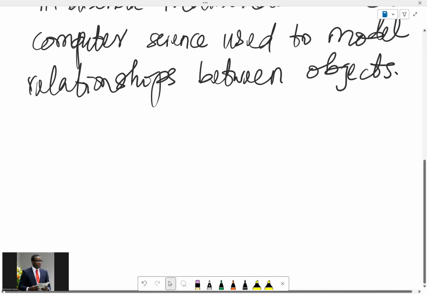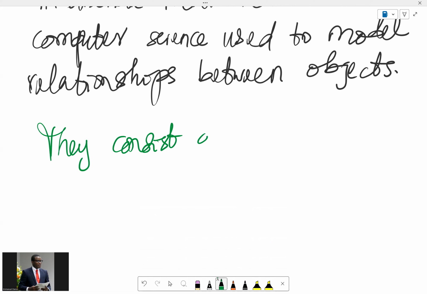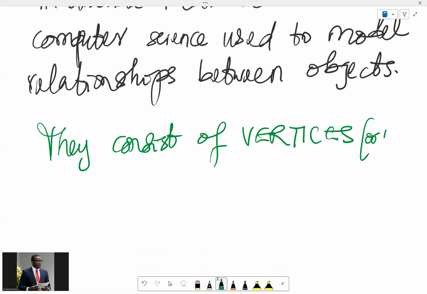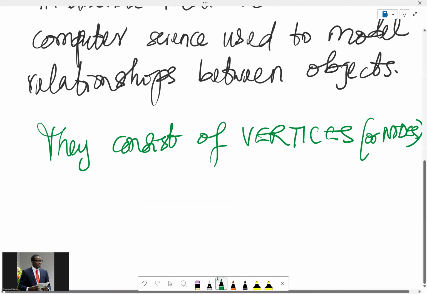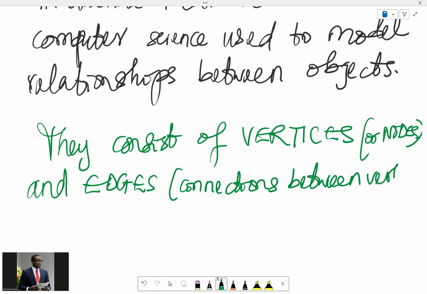So graphs consist of vertices, or what you call nodes, and they also have edges. Graphs have vertices or nodes and edges, which are actually connections. Edges are connections between vertices.